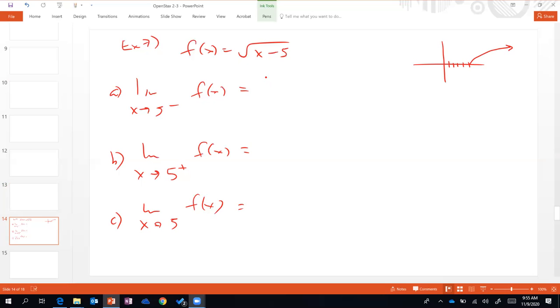Any guesses? All right, no guesses. Okay, I'm going to write 3 letters down then.